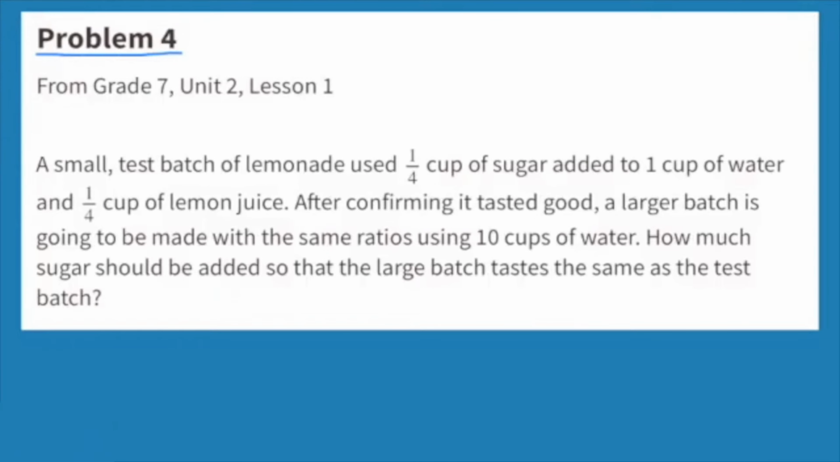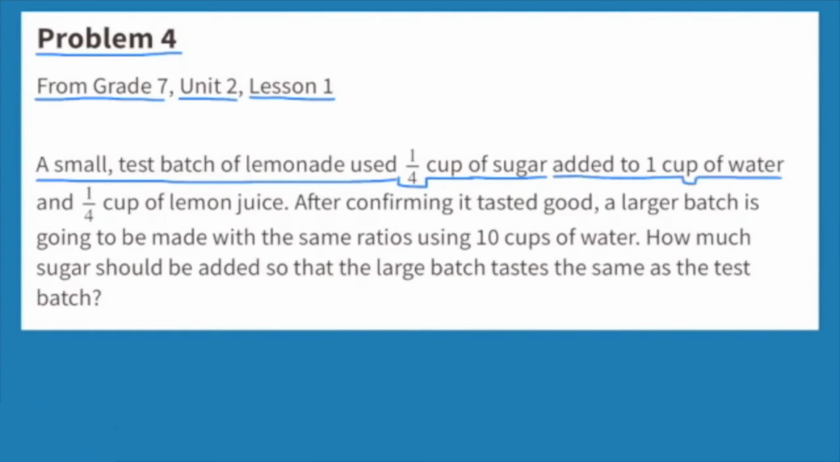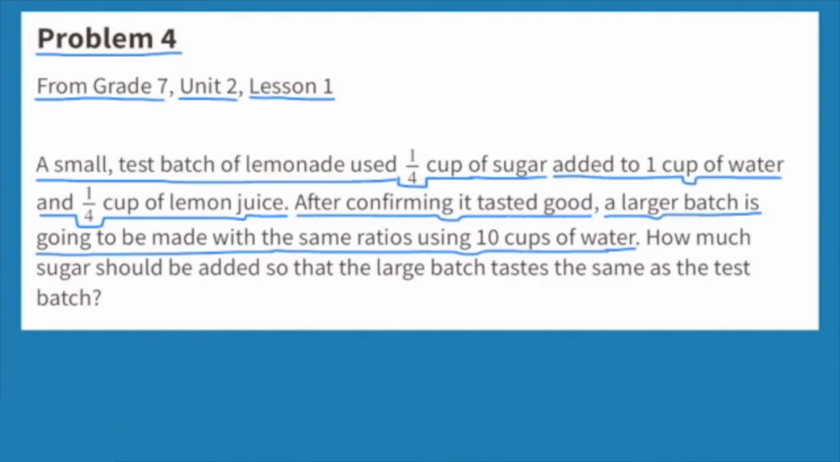Problem number 4, from 7th grade, Unit 2, Lesson 1. A small test batch of lemonade used 1/4 cup of sugar added to 1 cup of water and 1/4 cup of lemon juice. After confirming it tasted good, a larger batch is going to be made with the same ratio using 10 cups of water. How much sugar should be added so that the large batch tastes the same as the test batch?